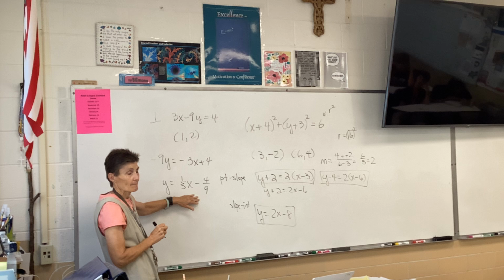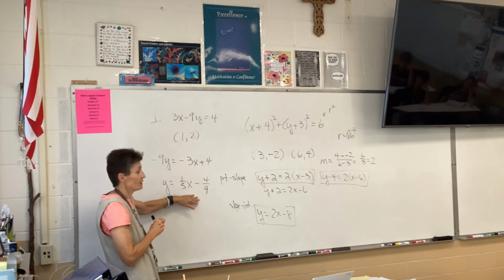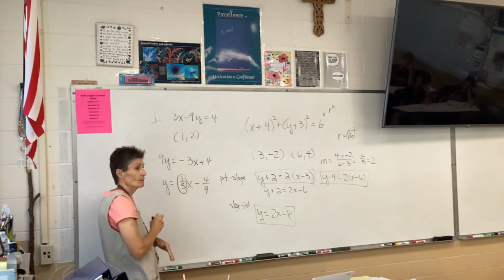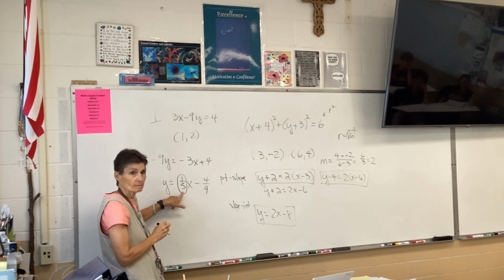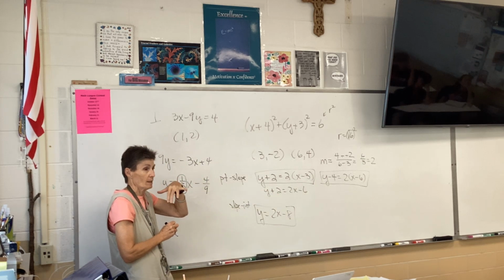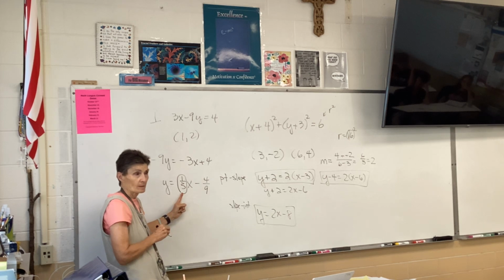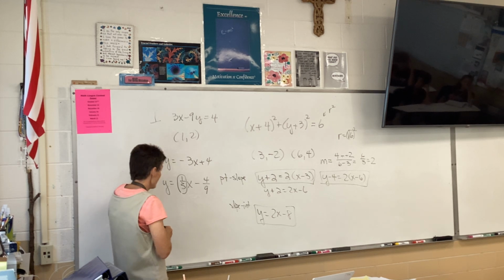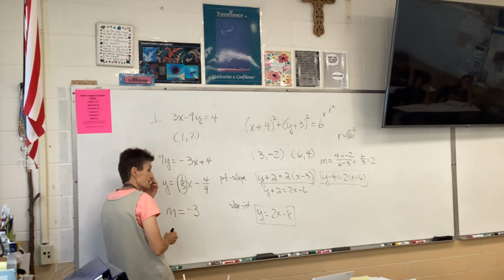Got it? Yes. Now, the only important part of all this work here is this number right here, right? Because mx, that is the slope. Now, the last problem we did like this, we were doing parallel. And if we're doing parallel, then we will use that number. But this time, we're doing perpendicular. So our slope is going to be -3, the opposite reciprocal.